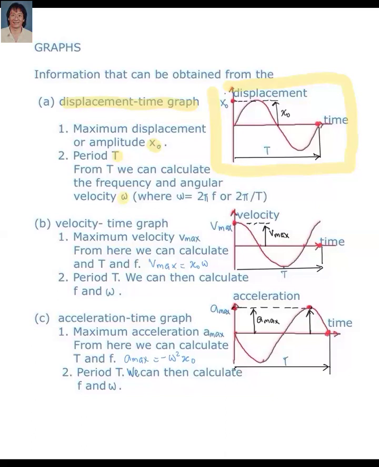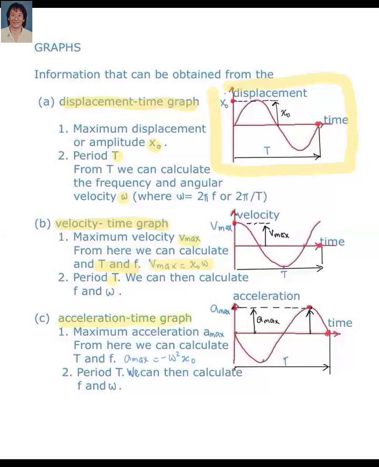The second graph you need to understand is the velocity time graph. From this graph, you can get the maximum velocity, and combining the maximum velocity and your maximum displacement or amplitude, we can calculate your T and f. This is because your v max equals xo, which is amplitude, times your omega. The second information you can get from this graph is the period T, and we can then calculate f and omega. The third graph is acceleration time graph, which looks like this.